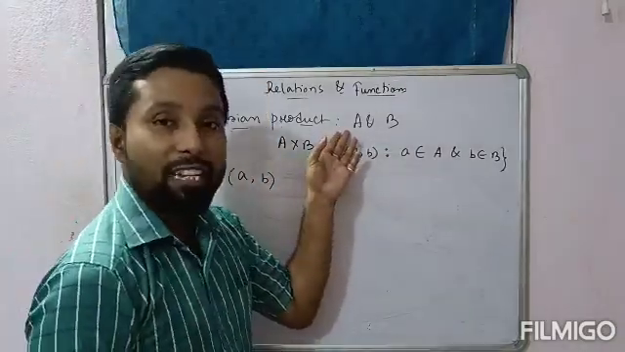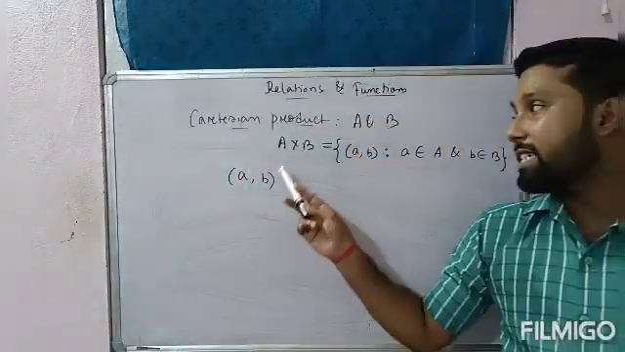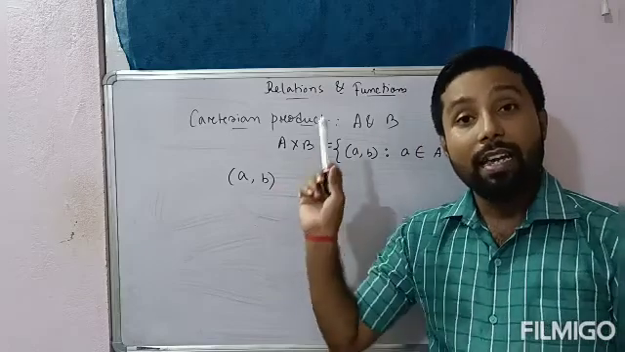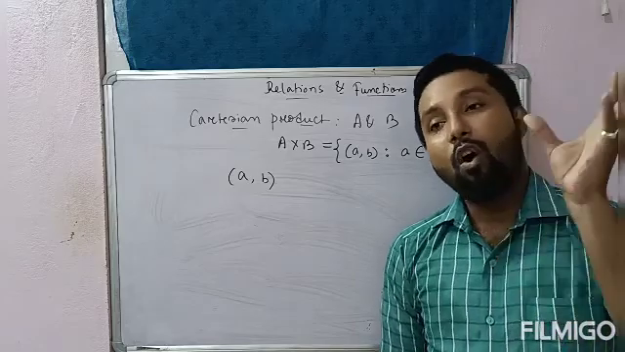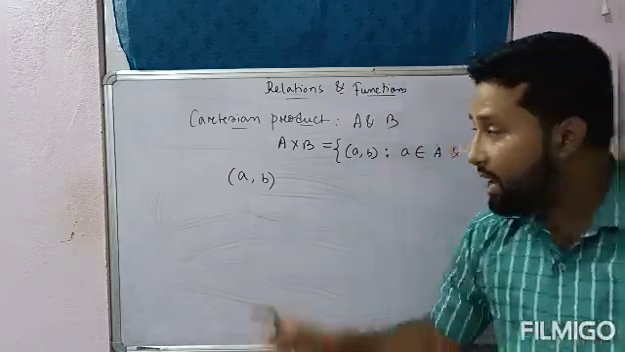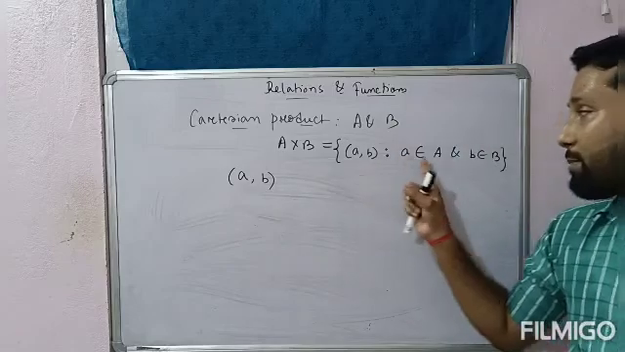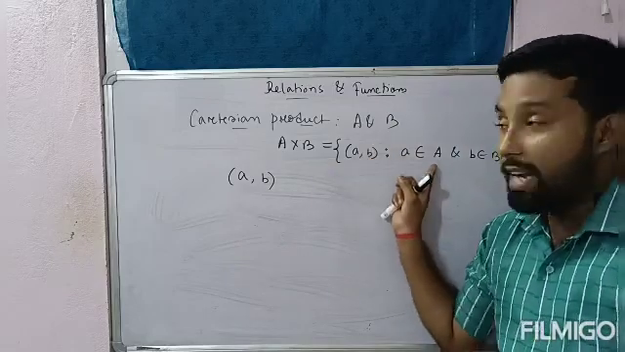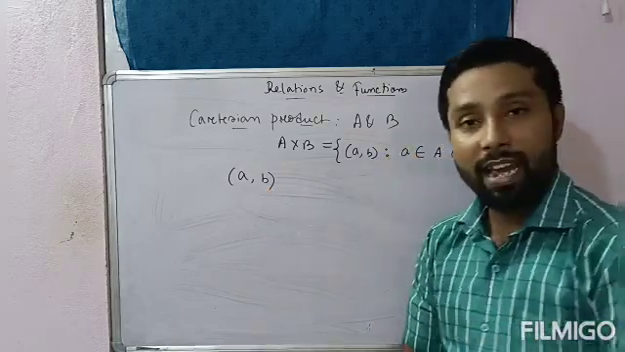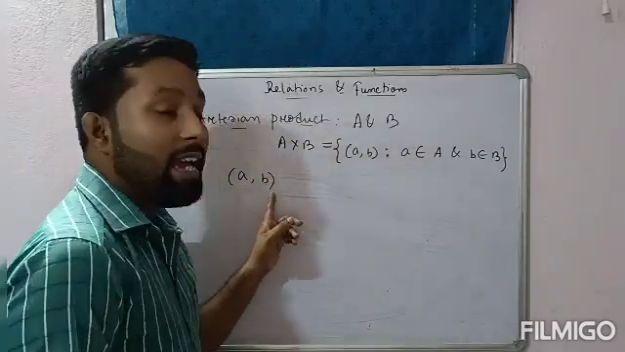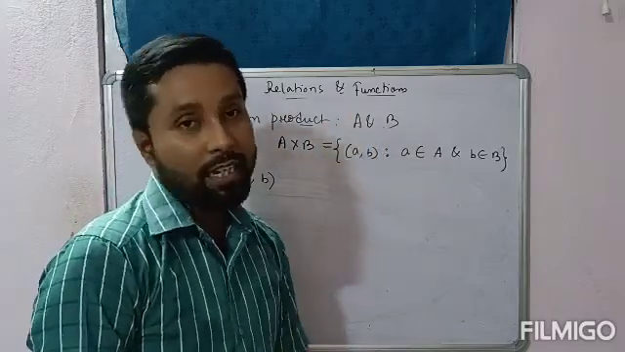Okay, so if A and B are two non-empty sets, then the Cartesian product of A and B, which is denoted by A cross B, can be defined as the set of all the possible ordered pairs (a, b) such that the first component of the ordered pair must belong to the first set, whereas the second component of the ordered pair must belong to the second set. Okay, this means the small letter a and b are nothing but the elements of capital letter A and capital letter B.